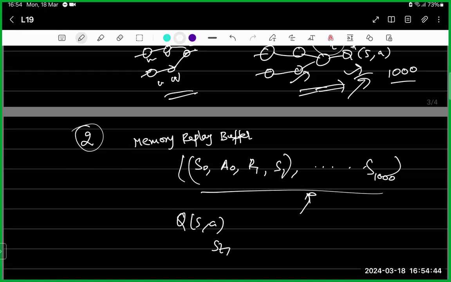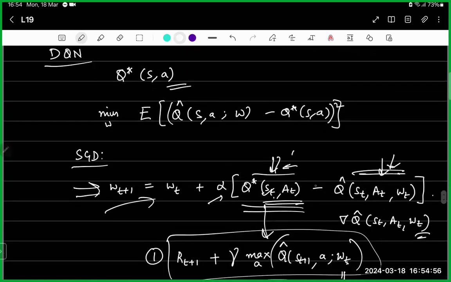You have the last 1,000 state-action pairs stored in your buffer. For what you want to update next, you randomly sample one state-action pair from this and do the update step for that (S, A). In this way, you are trying to break the correlation. So you have 1,000 (S, A)'s, and you randomly sample one of them and update the Q function based on that.